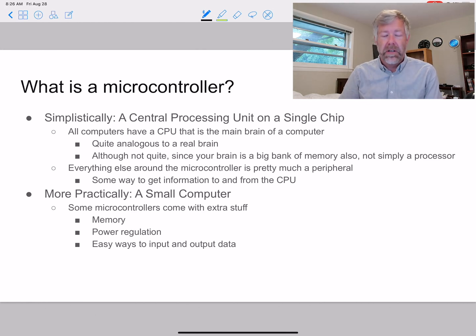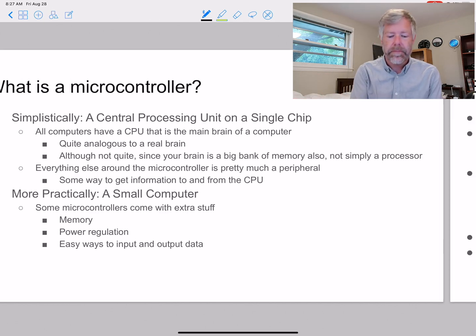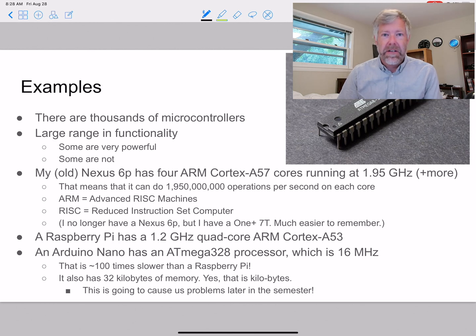A microcontroller is really not super useful as just a simple CPU alone, so oftentimes it is shipped with a central processor and a bunch of other stuff that goes with it, which makes it sort of like a mini computer. They're shipped with memory, power regulation, and easy ways of doing input and output. There are thousands and thousands of microcontrollers and microprocessors, with a huge range in functionality. Some are extremely simple and some are very sophisticated.